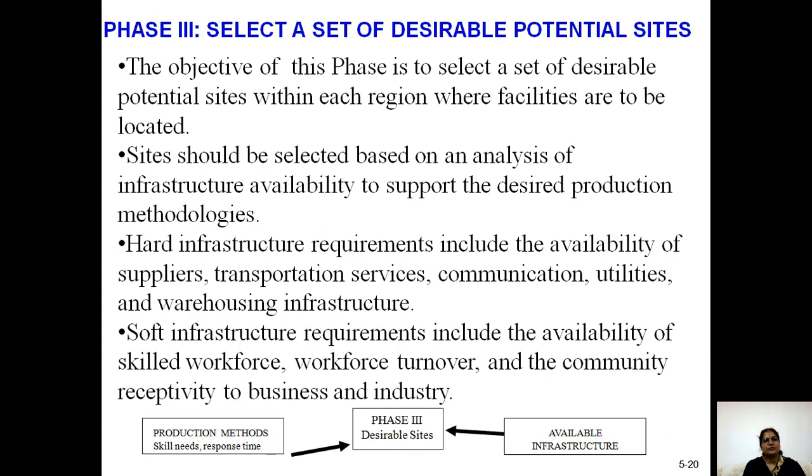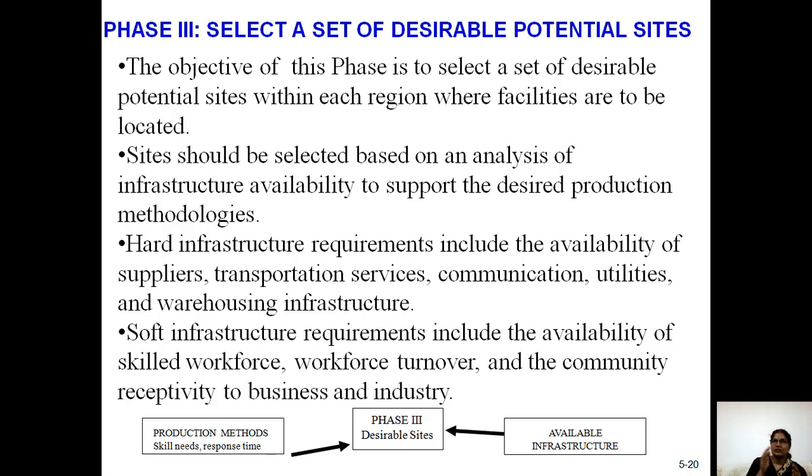Now moving on to phase 3, the objective of this is to select a set of desirable potential sites within each region where facilities are to be located. So we have already decided the stages, the functions to be performed, and then the regions where these stages have to be set. So now we have to consider within this region where exactly the site is to be located.